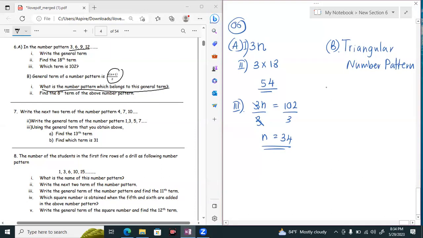Find the 8th term of the above number pattern. To find the 8th term, substitute 8 into n. 8 plus 1 is 9. Divide by 2. 8 divided by 2 is 4. 4 times 9 is 36.